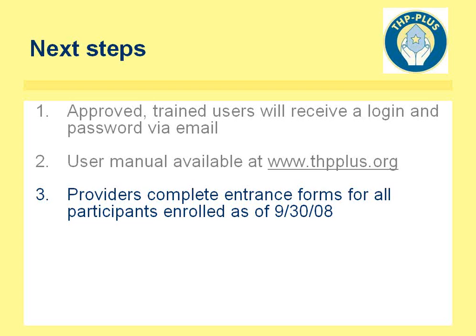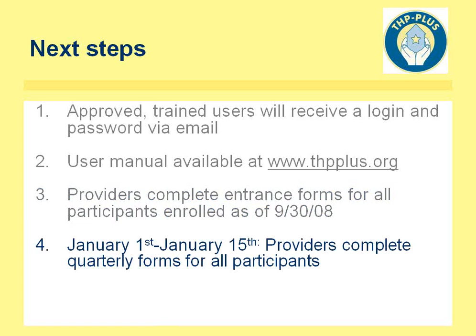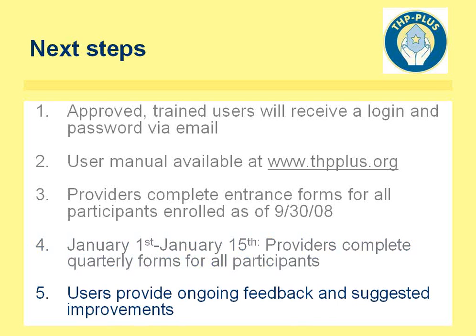Providers will be completing entrance forms for all participants who are enrolled as of September 30th, 2008. And we'll be continuing to complete entrance forms as young people are coming into the program. They will be completing entrance reports from now on and entering that data in. The end of the current quarter will be December 31st, and that is when the first quarterly reports will be entered online into the database. So from January 1st to January 15th, providers will be completing quarterly forms for all of the participants that are currently participating in their programs. A lot of that information is just to give you an idea of what information the providers should be entering into the system so that you know what you should be able to look at and review.